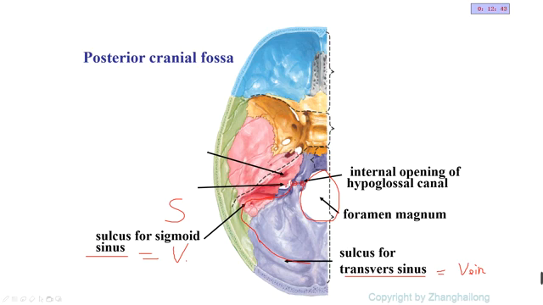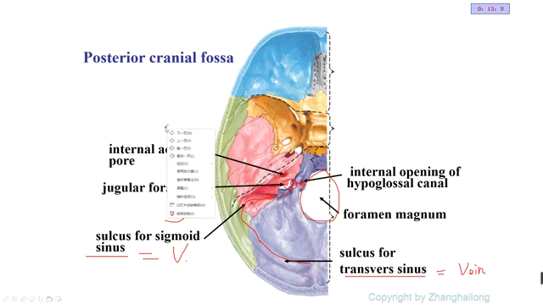Here, there is another vein, and then another vein. This vein is the internal jugular vein in here. It will walk in the jugular foramen. And here is the internal acoustic pore, where the internal acoustic nerve enters the skull from here. Okay.